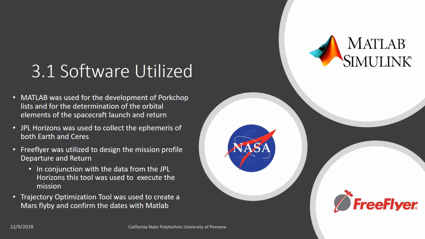The software we utilized are explained in further detail here in this slide. MATLAB was used for the development of pork chop lists for the determination of the orbital elements of the spacecraft launch and return. JPL Horizons was used to collect the ephemeris of both Earth and Ceres. FreeFlyer was used to design and execute the mission profile departure and return. Trajectory Optimization Tool was used to create a Mars flyby and confirm the dates with MATLAB.